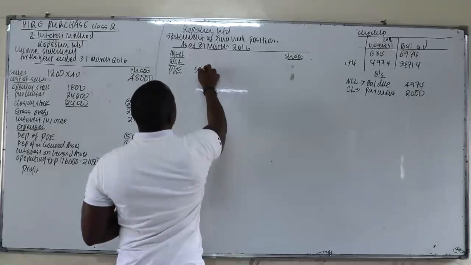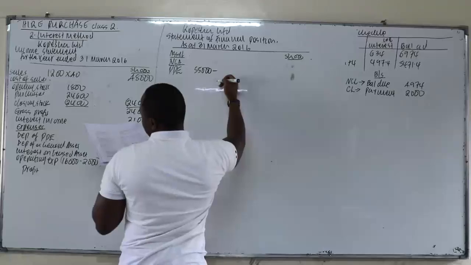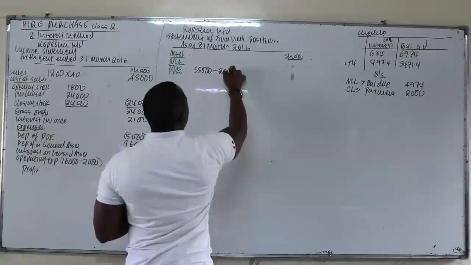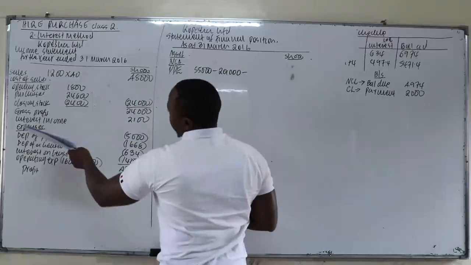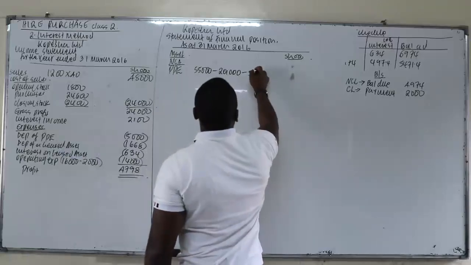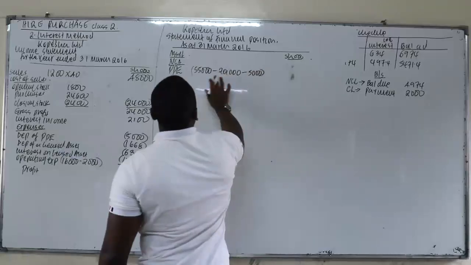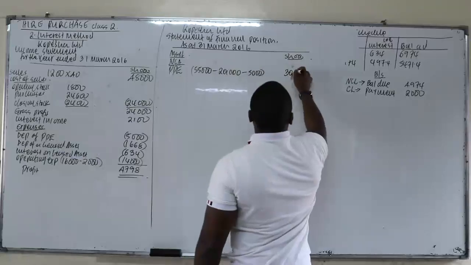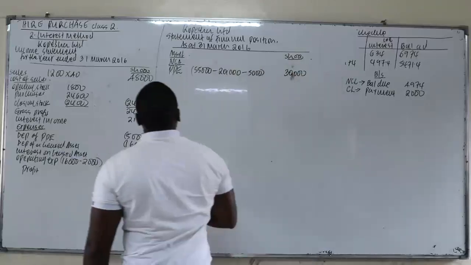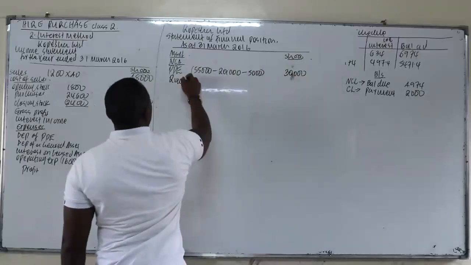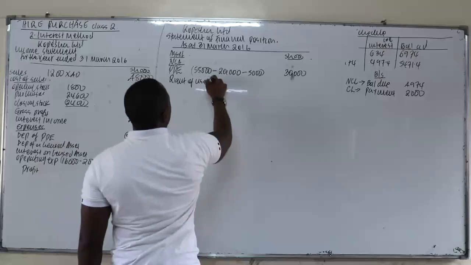It's an amount of 55, you minus depreciation of 20,000. Then you get the depreciation charge for the year. Depreciation for PPE was an amount of 5,000. So 55 minus 25, you get an amount of 30. Then you capitalize the right of use asset.